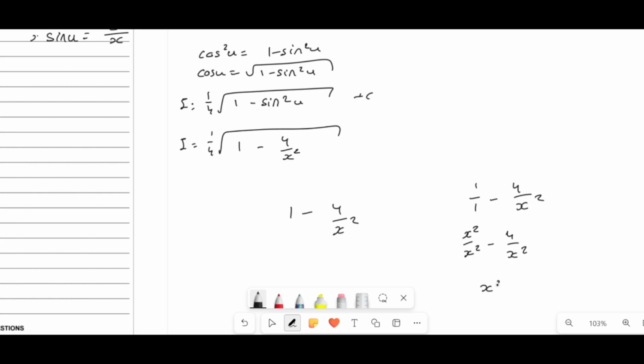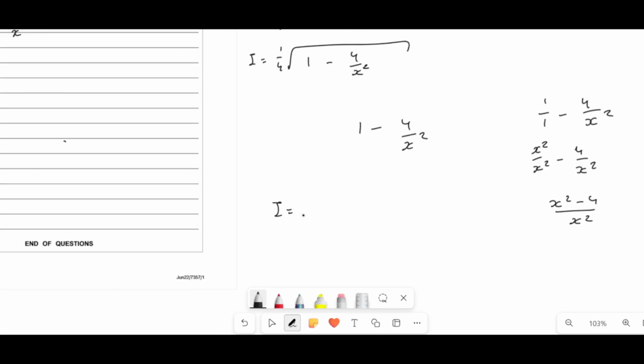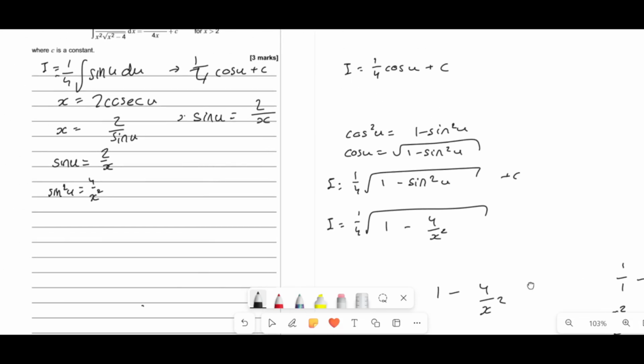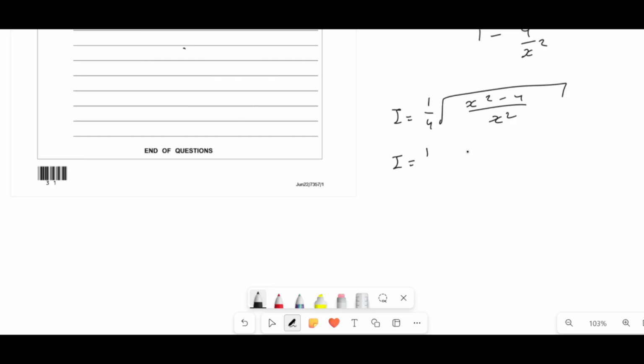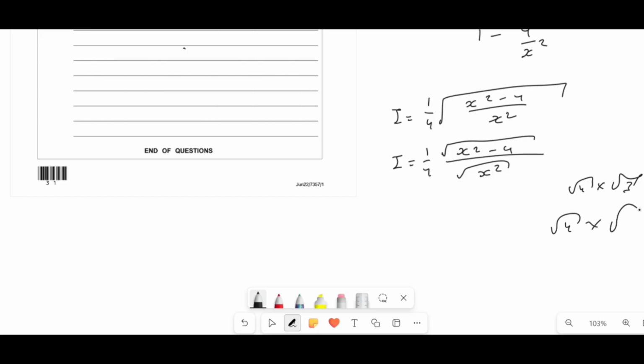So then I could say this is the same as saying x squared minus 4 over x squared. So it's like almost putting that fraction back into here. So now I can go ahead and say, well, the integral of this whole thing is 1 over 4 times the square root of x squared minus 4 over x squared. So our integral then equals 1 over 4, and I'm going to rewrite this, split it down a bit more, to the square root of x squared minus 4 over the square root of x squared. This works because, for example, if you had root 4 times root 3, you can say that's root 12. If I had root 4 times, I don't know, root 1/5, then you could say that's root 4 over 5.